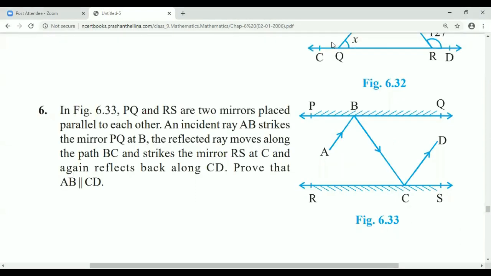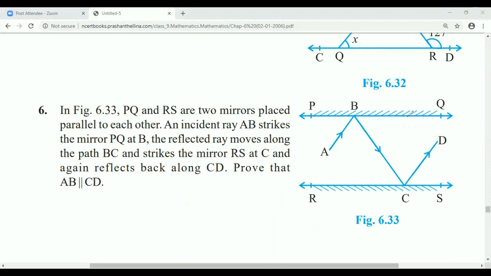Now listen to the next question. This is question number 6. In figure 6.33, the 33rd figure of the 6th chapter, PQ and RS are two mirrors placed parallel to each other. An incident ray AB strikes the mirror PQ at B. The reflected ray moves along the path BC and strikes the mirror RS at C and again reflects back, going along CD. Prove that AB is parallel to CD.